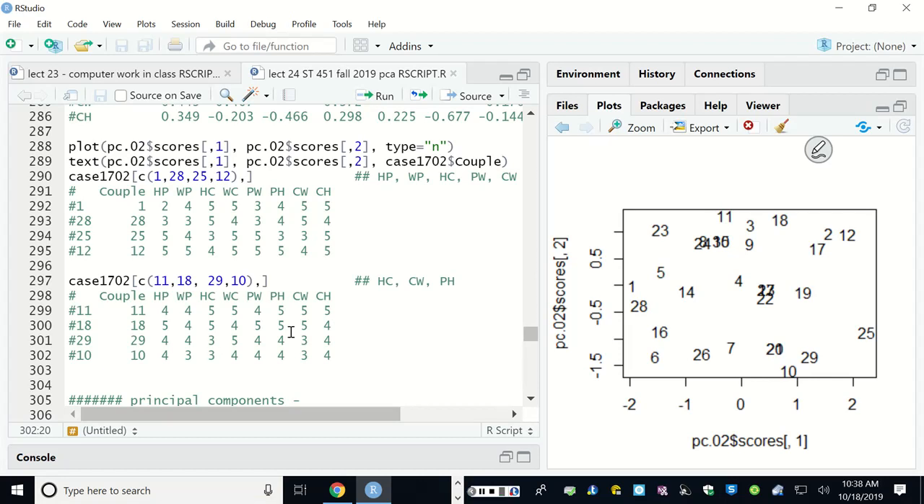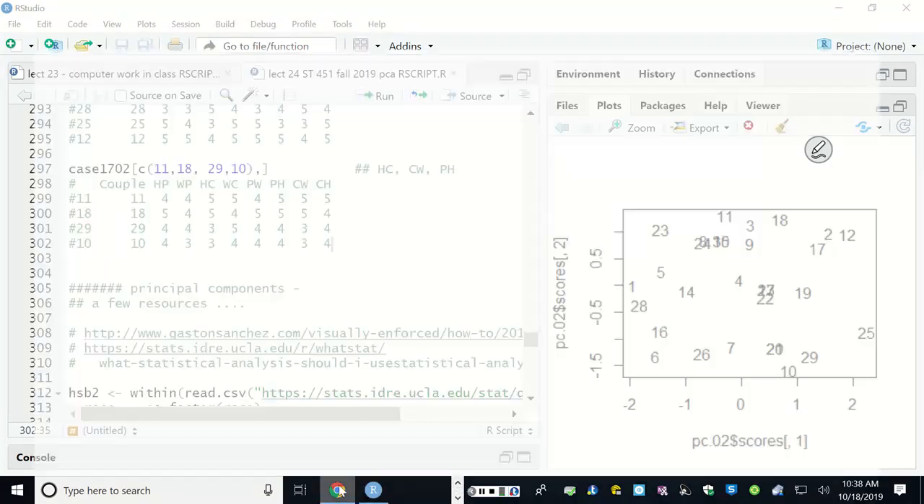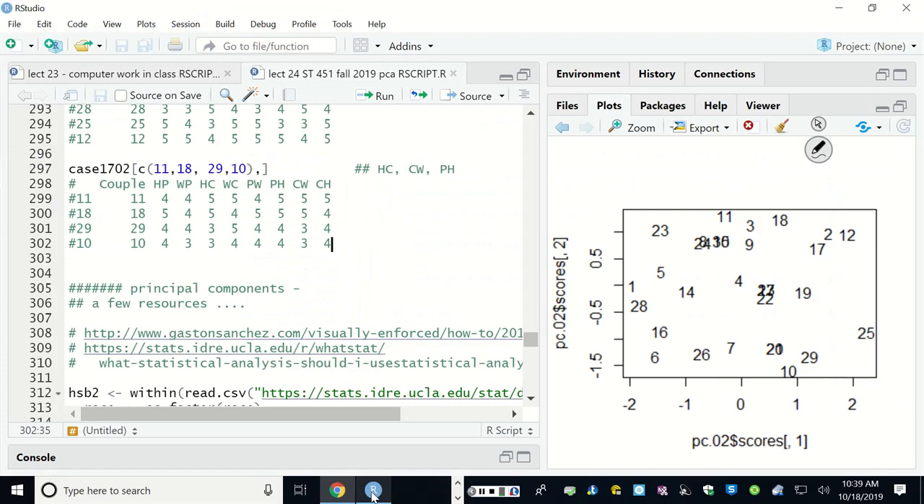If you had larger samples of this, with other factors, maybe this would generate some hypotheses for you about underlying things that are important. If you're interested more in principal components, I put some resources online, a few articles that you could look at. One of these I think is pretty interesting to think about.